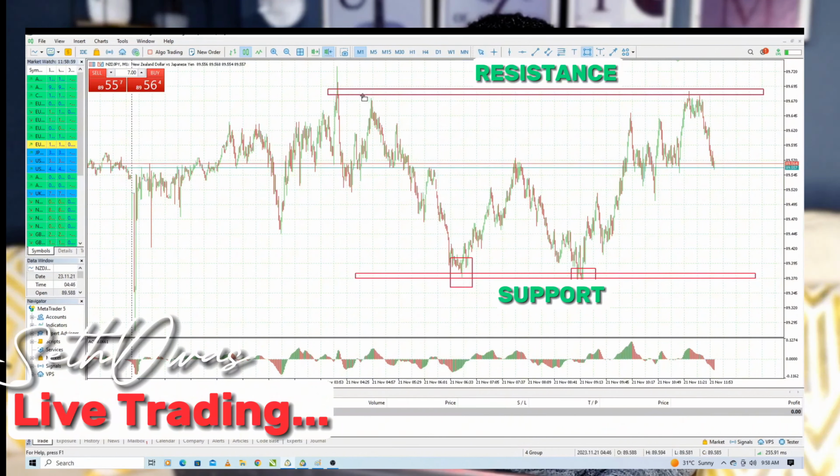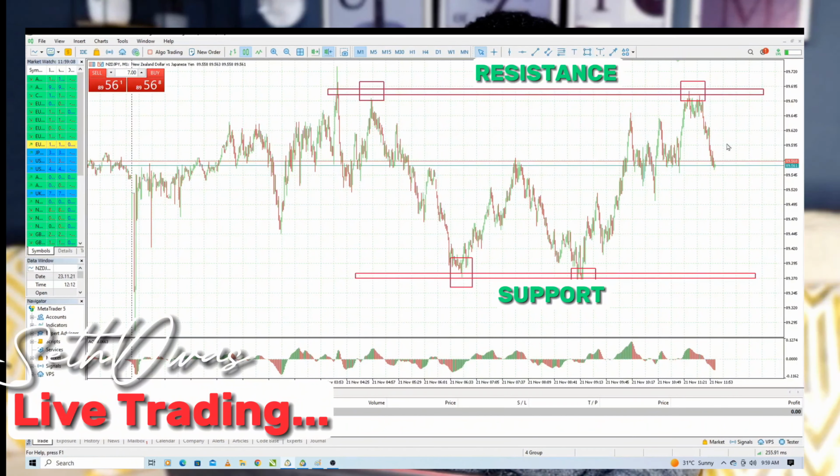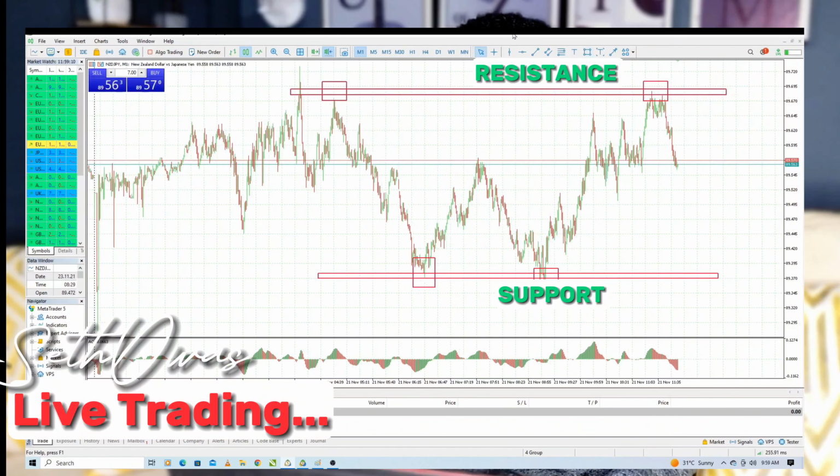And there is one more touch here. And you have the last touch at this zone. So with this, it tells us that the market is perfectly in a ranging mode. So what we have to do now is set up our entry criteria. So we want to wait for the market to come here and hit this upper resistance zone, and then we take the market down.